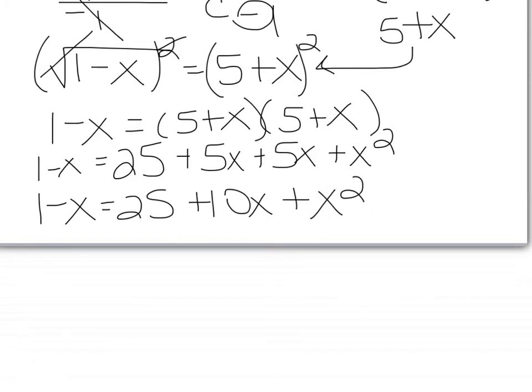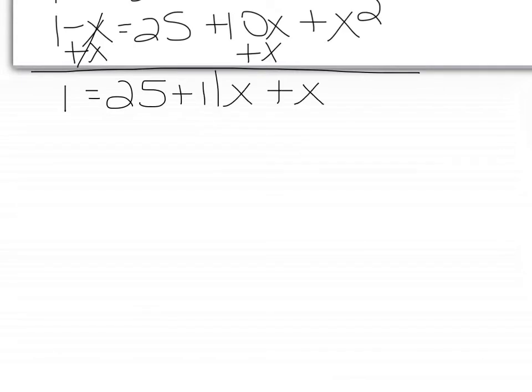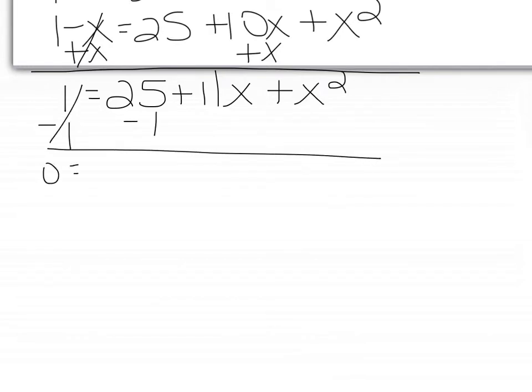In order to factor I need to set my equation equal to 0. So I'm going to move everything from the left side to the right, which involves me adding x to both sides. These cancel here, leaving me 1 is equal to 25 plus 11x plus x squared. Then I'm going to subtract 1 from both sides, giving me 0 equals 24 plus 11x plus x squared.